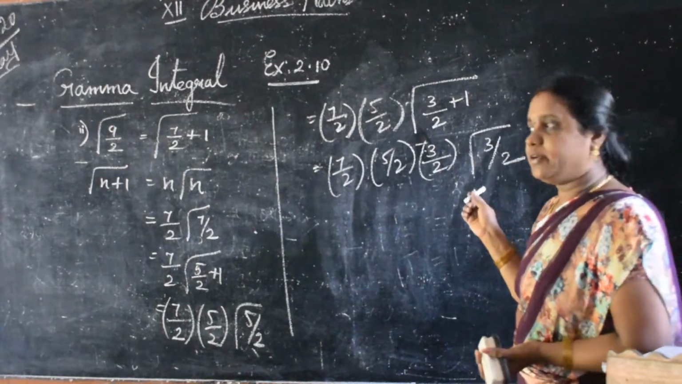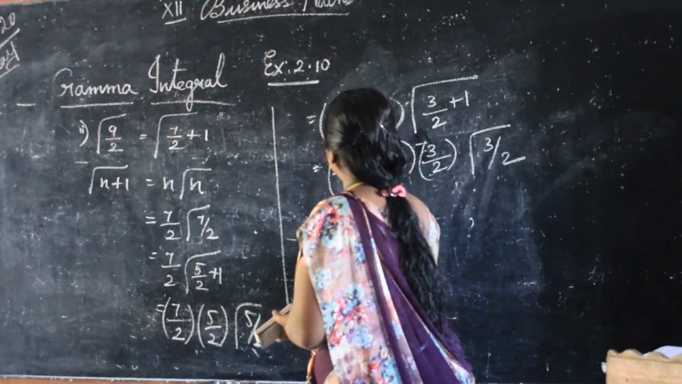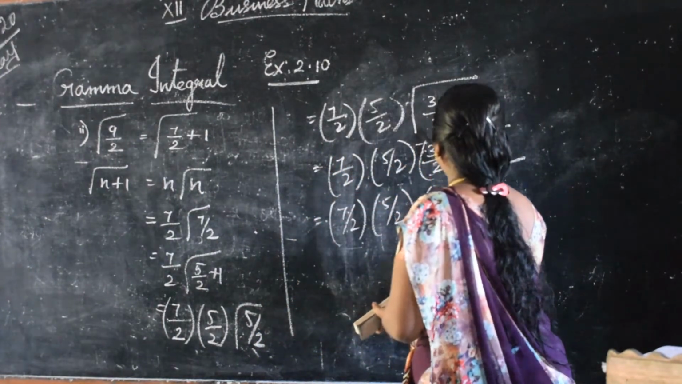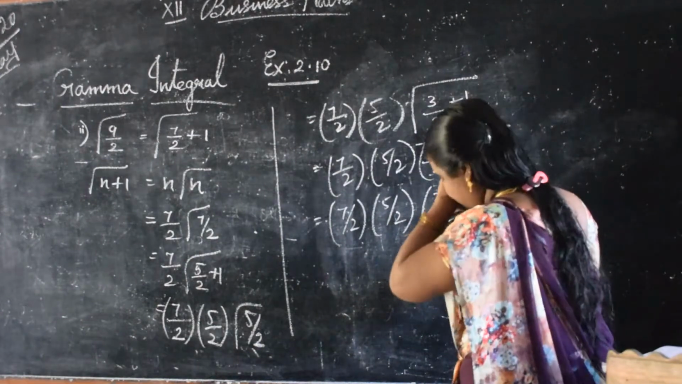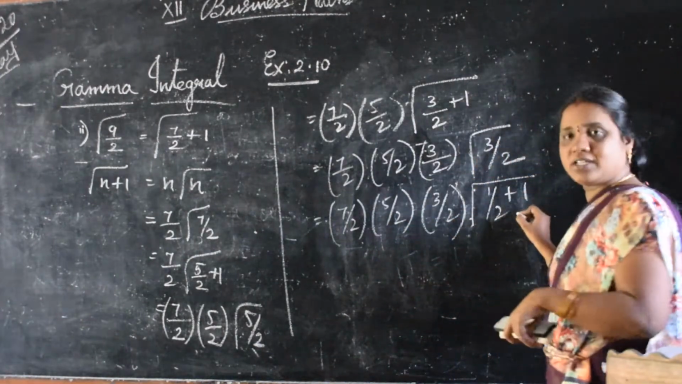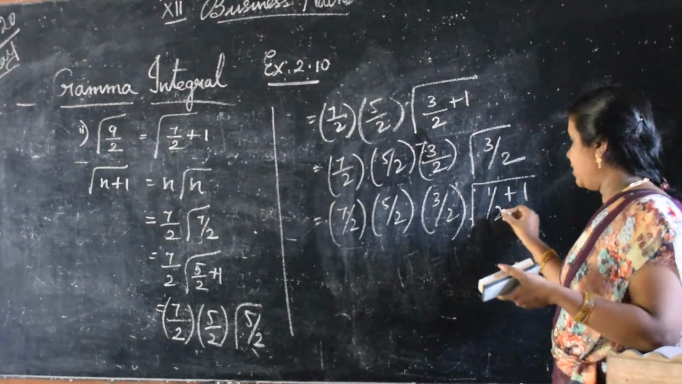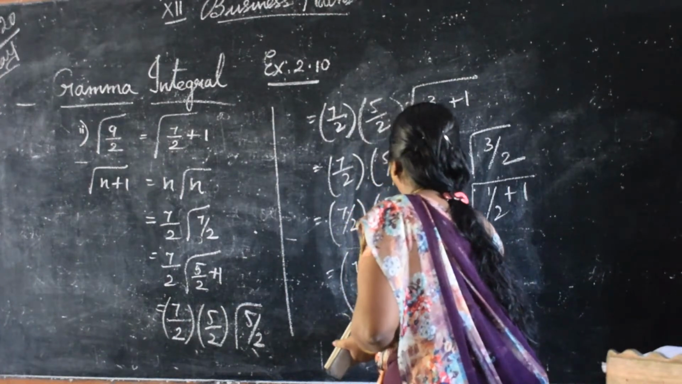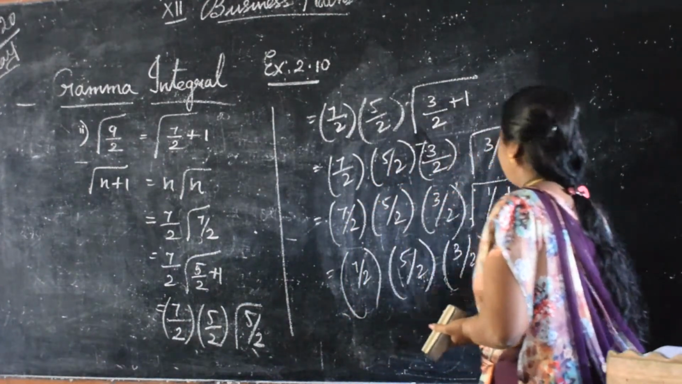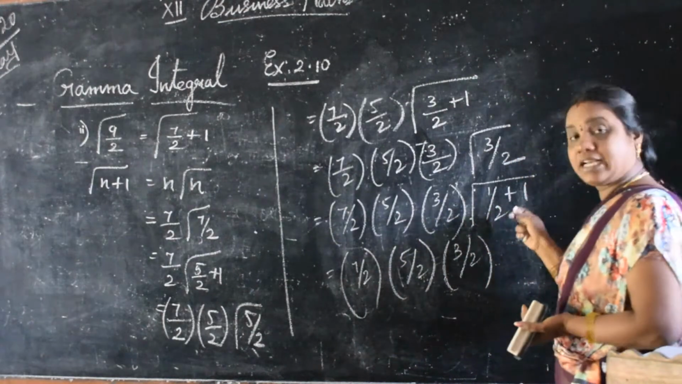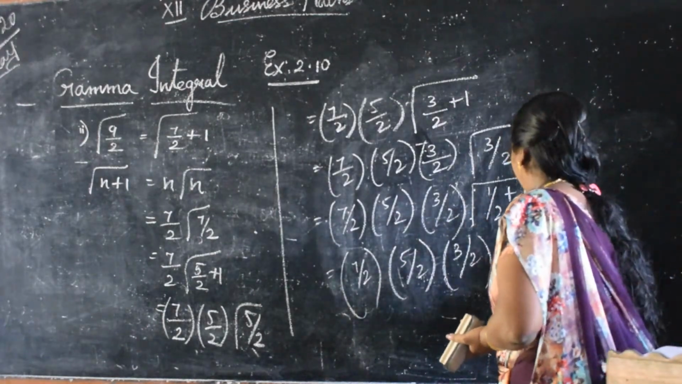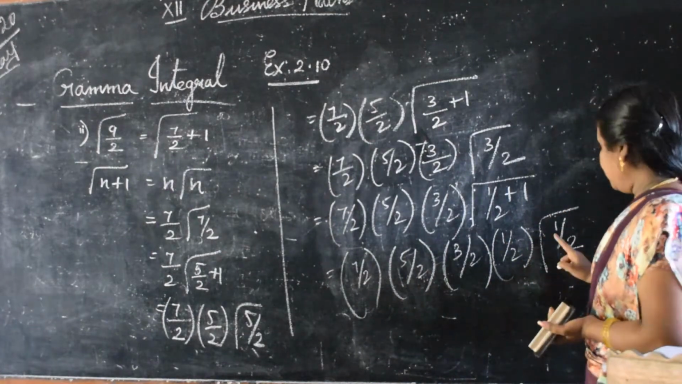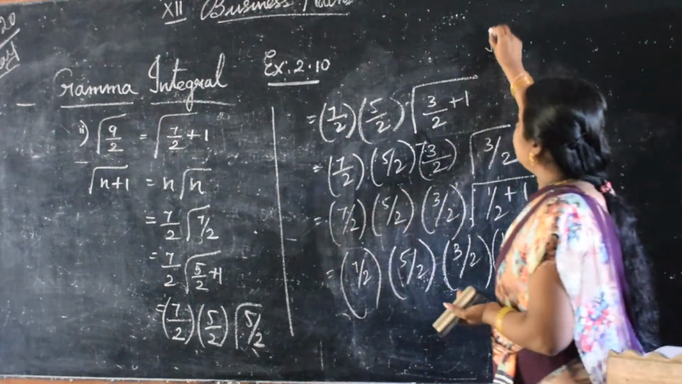Again you split this 3 by 2, right? So when we split 3 by 2 again, what will come? 7 by 2, 5 by 2, 3 by 2. Split this and write it as 1 by 2 plus 1. 1 by 2 plus 1 is 3 by 2. Now this is of the form gamma of n plus 1. Again you will get 7 by 2, 5 by 2, 3 by 2. Now you will use this property: gamma of n plus 1 is n gamma n. Here n is 1 by 2, so 1 by 2 gamma of 1 by 2. Have you understood children? Already I said what gamma of 1 by 2 is. The value is root pi.